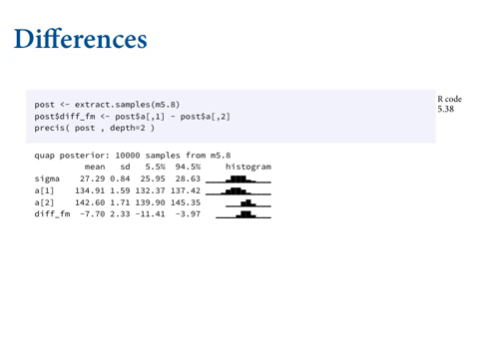Why is there a comma there? This is for every sample from the posterior, right? The number after the comma is which of the alphas. The number before the comma is which sample. So if you leave it blank, you get all the samples. So for every sample, this code says, subtract the second alpha from the first, and store that difference in a new symbol called diff_fm.